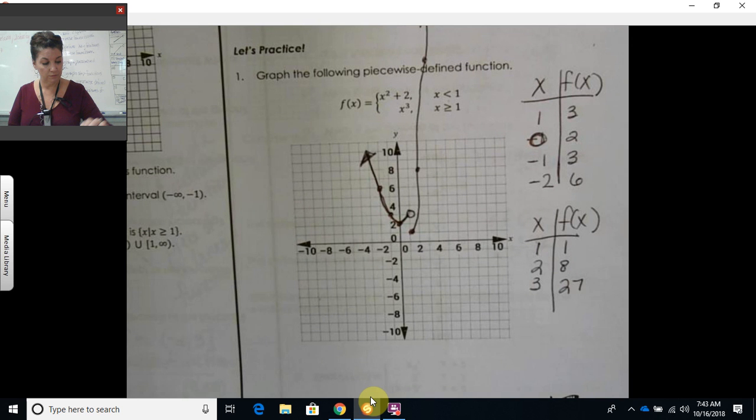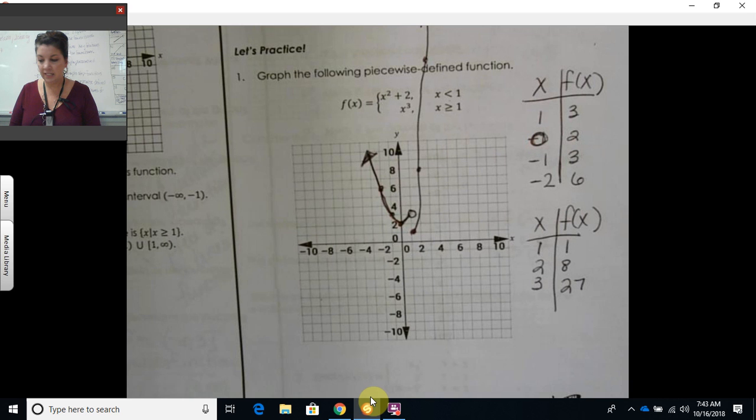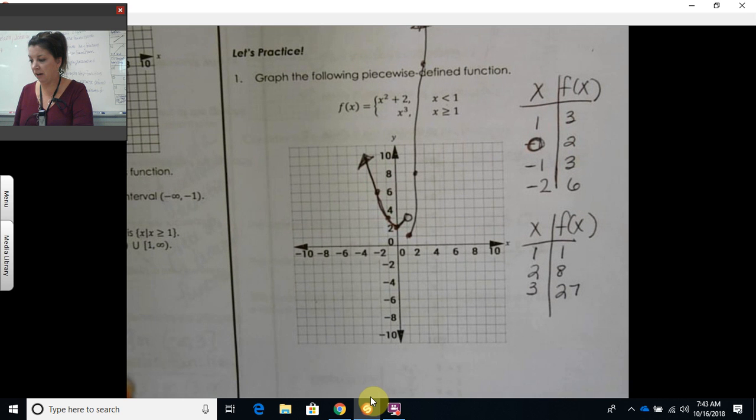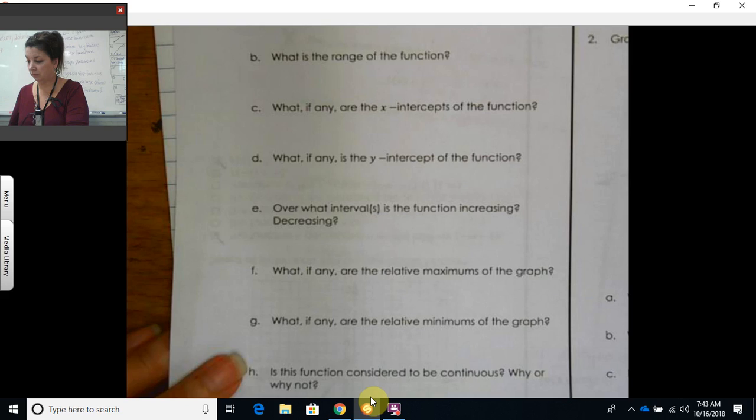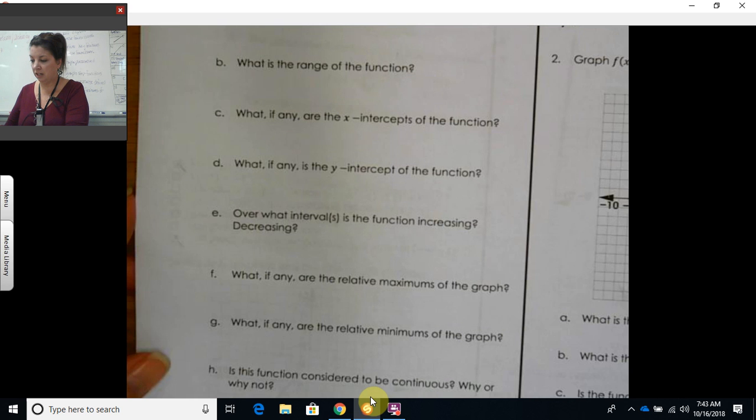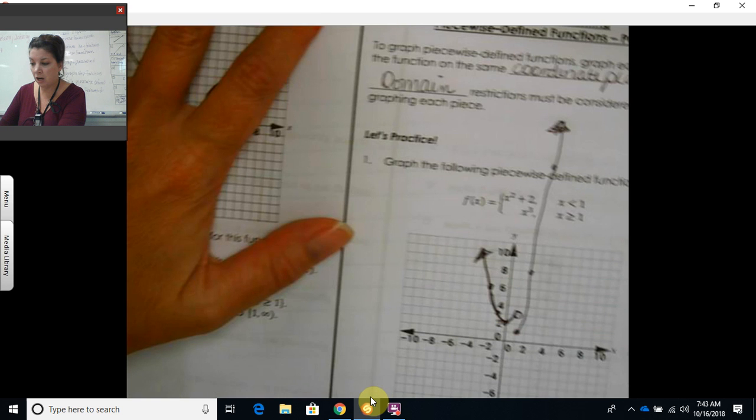Everybody cool so far? Okay, let's answer some questions about this graph. What is the domain of the function? So your domain is all possible x values. What would your domain be?